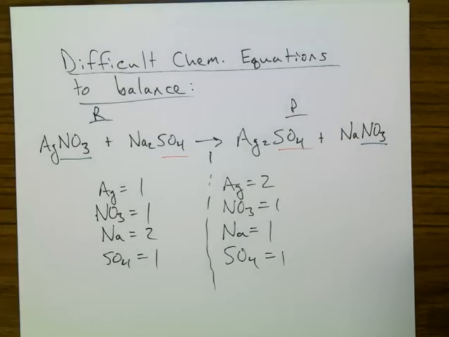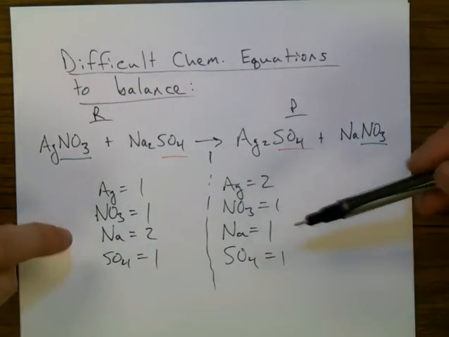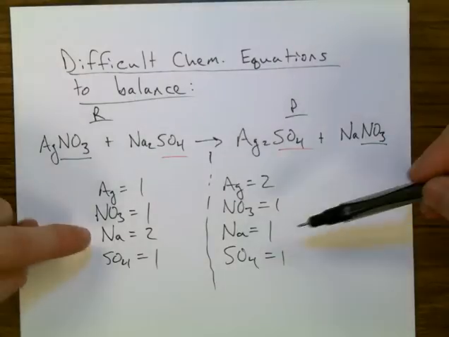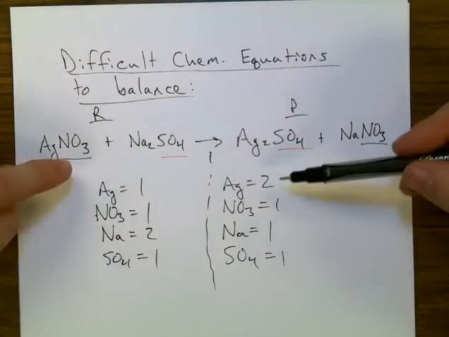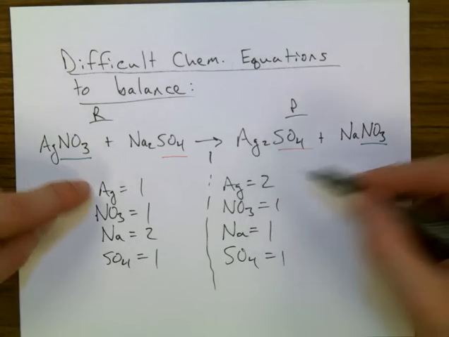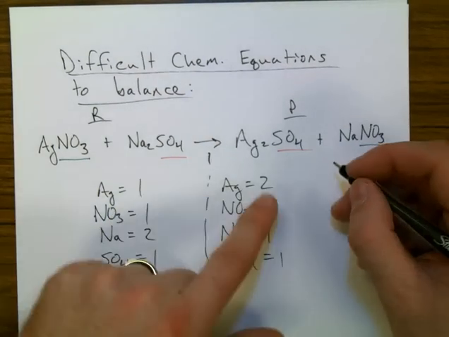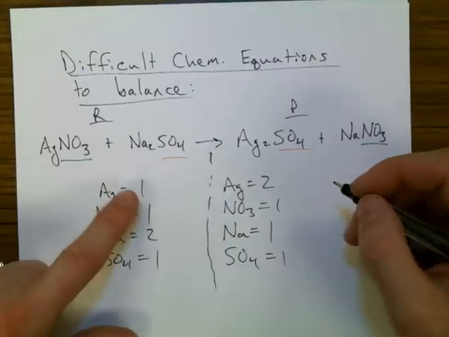Okay, my tip is to make the odds even. So it looks like for, let's see here, in particular for sodium, or I could have started with silver. It doesn't matter which one I begin with. If I start with silver, it looks like I created a silver atom. I had one on the reactant side. Now I have two on the product side. So I have to make this 2.